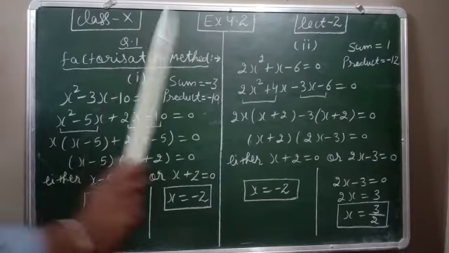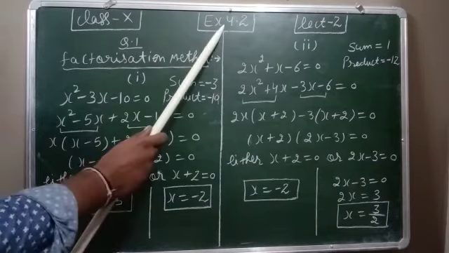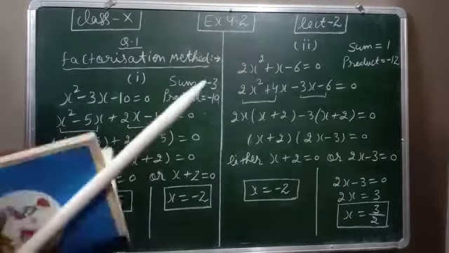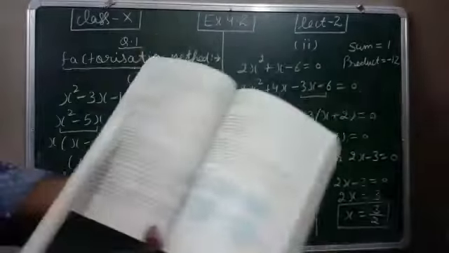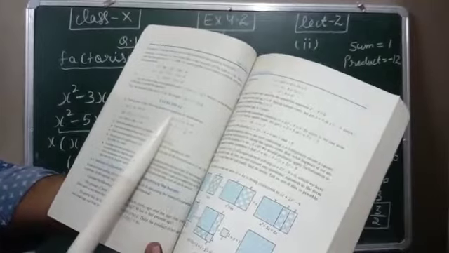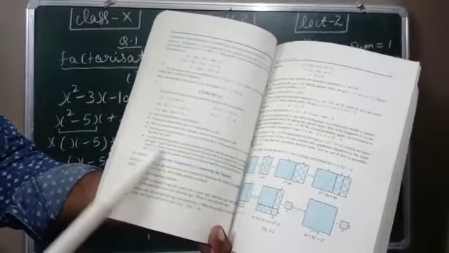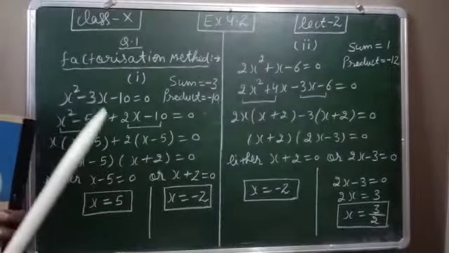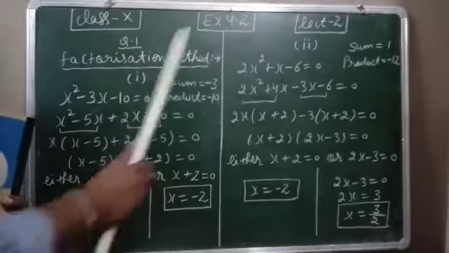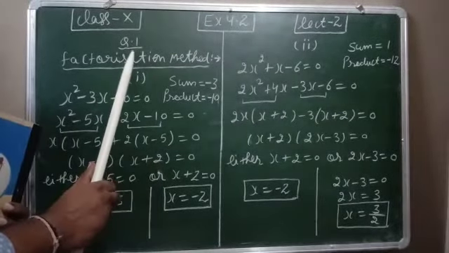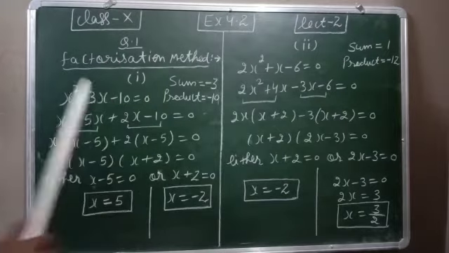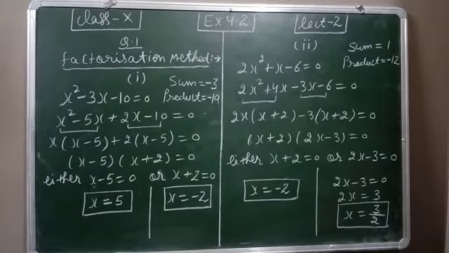So let us discuss the first question of exercise 4.2. Read here: find the roots of the following quadratic equation by factorization. So we have to use factorization. Now questions 2 to 6 are not in the syllabus. You can cut these questions. In 4.1 we have one question in the syllabus, the first question. In 4.2 also we have only the first question in our syllabus. So let us discuss these parts one by one.